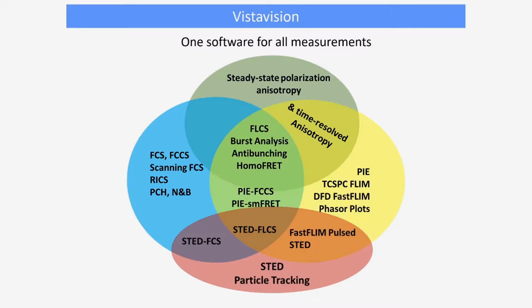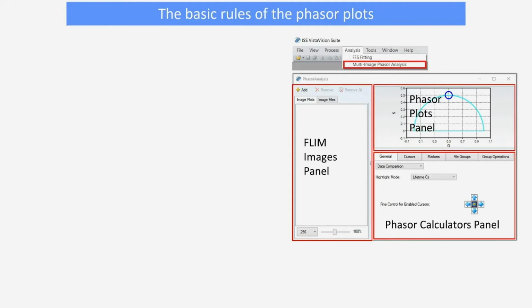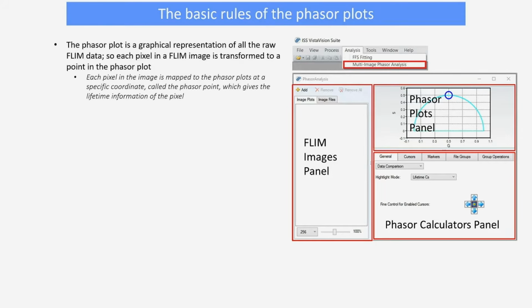We are going to take a brief look at phasor plots and go over a few basic features of the phasor plot on ISS VistaVision, an intuitive measurement and analysis software for everything in fluorescence fluctuation spectroscopy. The ISS phasor plot in VistaVision is a graphical representation of all the raw film data. Each pixel in the image is mapped to the phasor plots at a specific coordinate called the phasor point, which gives us lifetime information of the pixel.